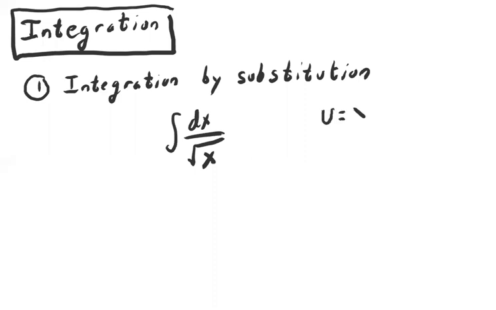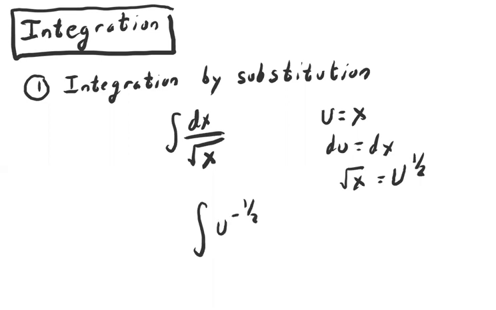You let u equals x. du is just dx. The square root of x is the square root of u, which is u to the 1/2 power. And so this integral you can do a change in variables, and this will get you 2 times u to the 1/2 power plus some constant of integration.